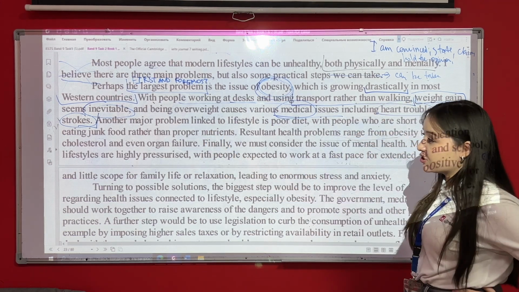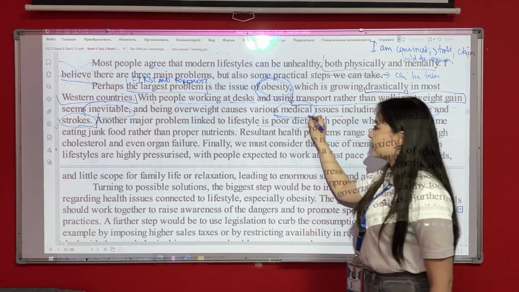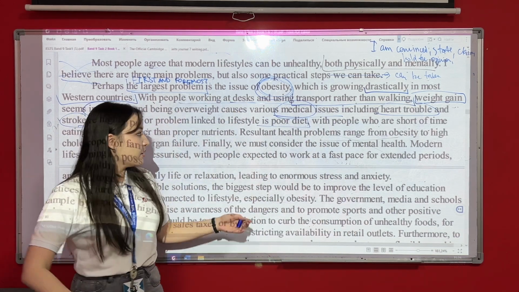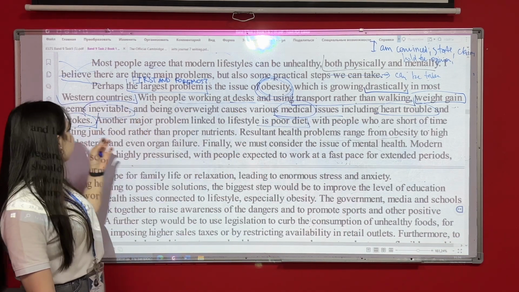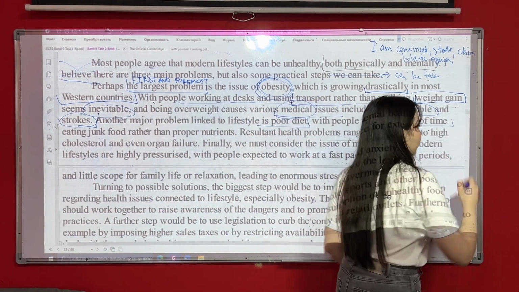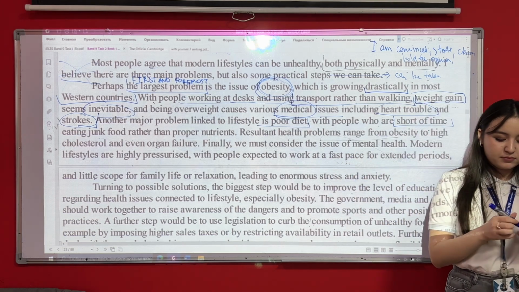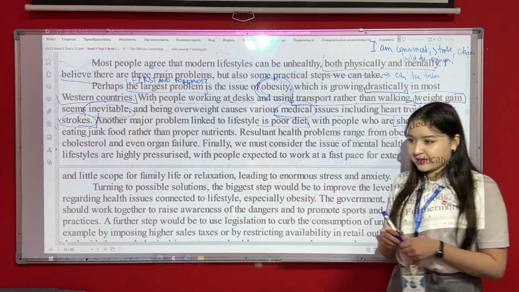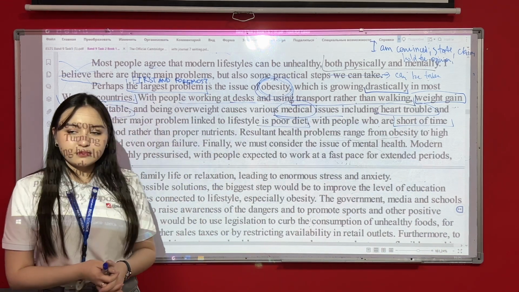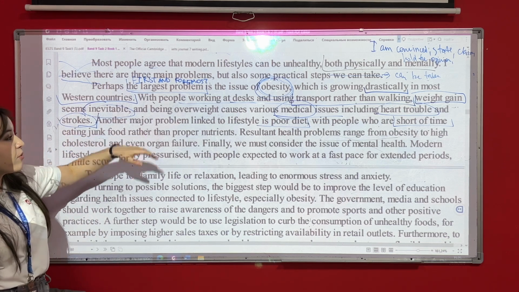So another major problem linked to lifestyle is poor diet. We will be talking about junk food. There is no nutrition value in their food and so on, right? So with people who are short of time eating junk food, what does short of time mean? Short of time. Write it down. Short of time means frequently. What does frequently mean? Часто. Yes, frequently означает часто. То есть время от времени. Правильно? Write it down. With people who are short of time eating junk food rather than proper nutrients.